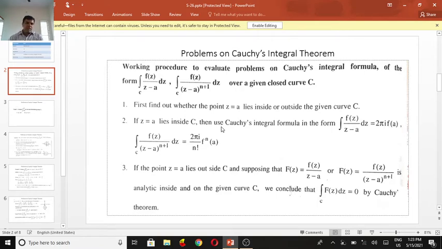If the point a lies within the curve, then apply the Cauchy theorem. If it is outside the given curve, the integral is totally zero.